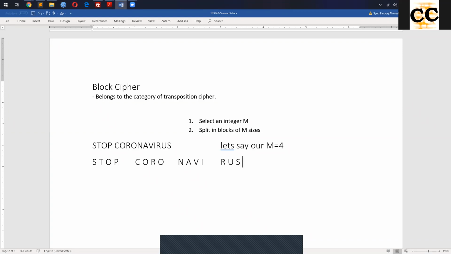But then we arrive at a problem: what if our message is not a multiple of 4? Then there will always be some blocks which won't have all 4 letters. So how are we going to get over that problem? By inserting dummy letters of our own. So let's say we add a dummy letter A here.